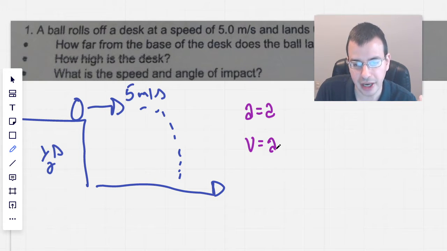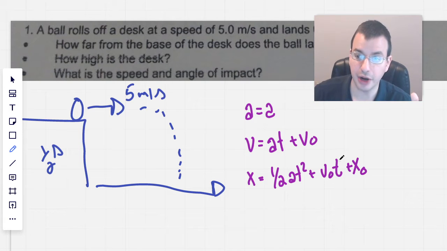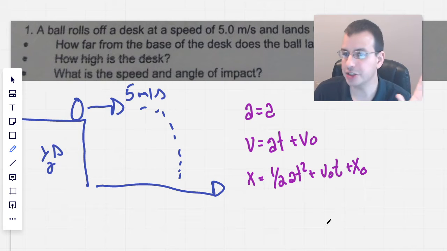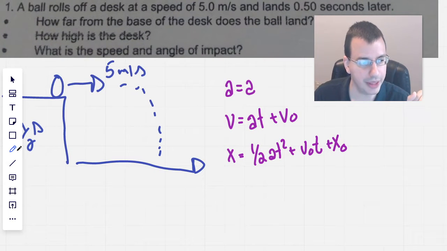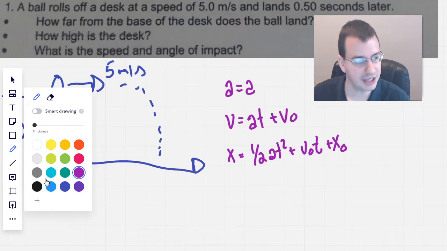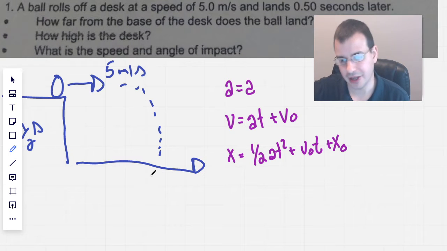So V equals AT plus V naught. X equals 1/2 AT squared plus V naught T plus X naught. And the reason I write them in this order is it relates to their derivation. And it's easy to kind of keep them straight when you do it that way. Again, if you haven't taken calculus, this is kind of a mystery to you. But if not, then memorize.